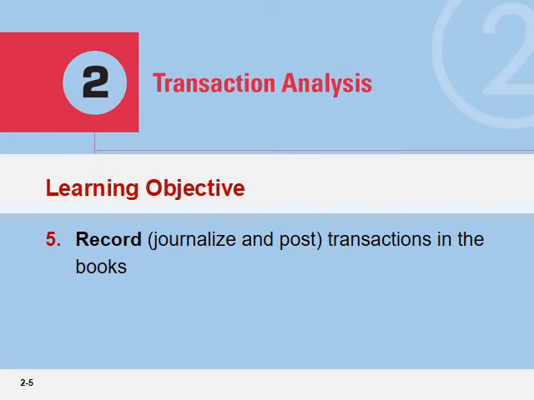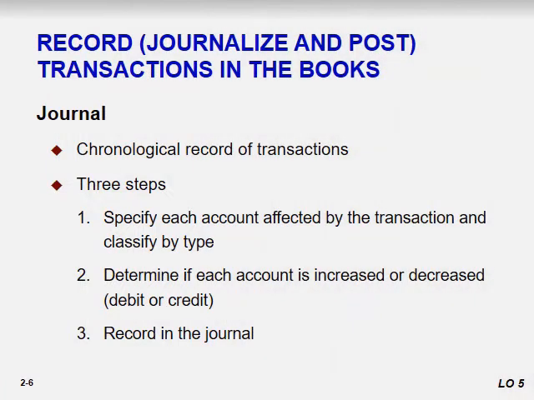Let's start off with learning objective 5, which is to record, which means journalize and post transactions in the books. First we're going to learn about journalizing. Journal means a chronological record of transactions, which means date wise: the first transaction will come first, the last will come last. There are three steps in how we are going to journalize the entry.